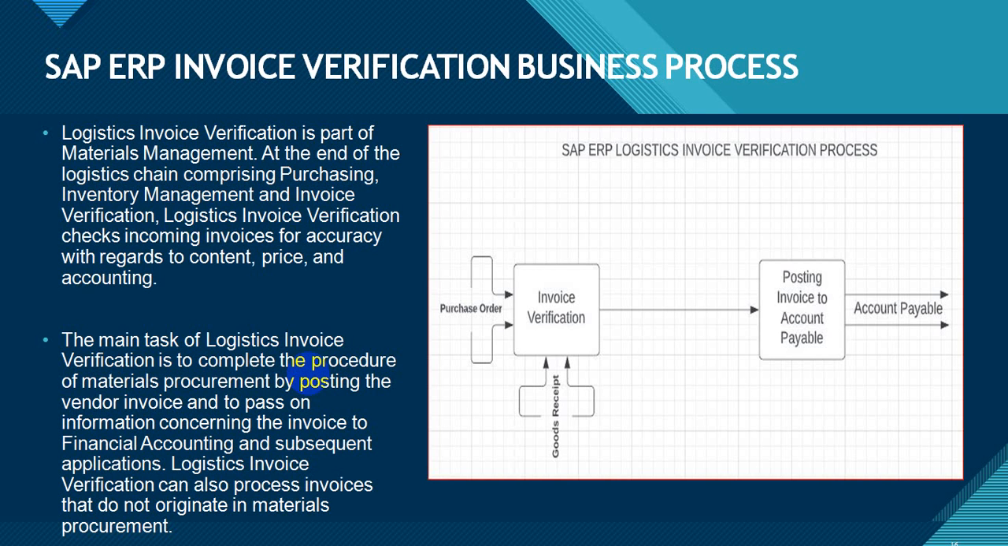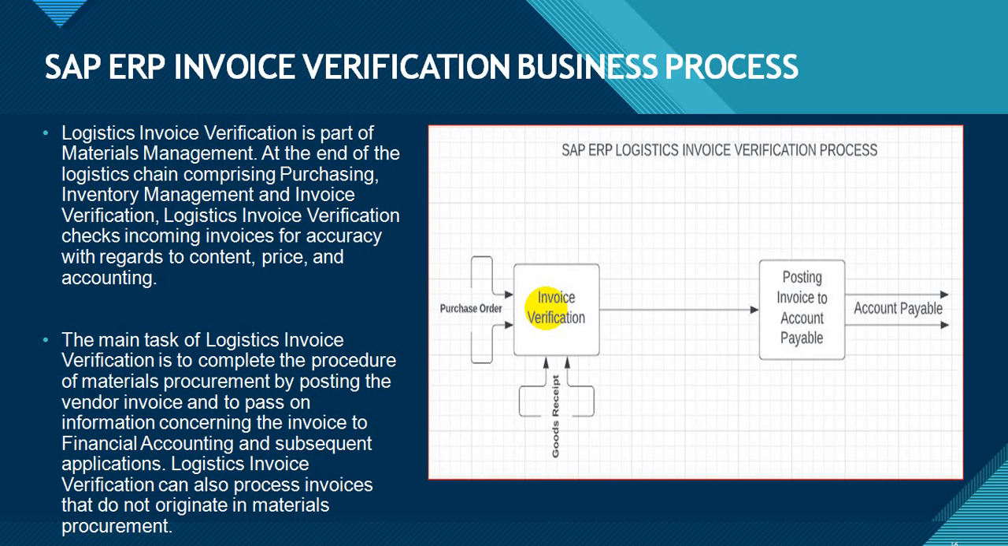Logistics invoice verification can also process invoices that do not originate in materials procurement. That means we can do it directly. Okay, so this is the flow. So you have invoice verification. When you do your invoice verification, the amount or the value of the vendor's invoice is entered into your invoice verification document, and then you call up the purchase order. So you can call up the purchase order if you are doing the purchase order based invoice verification, to match. The system will use the value of the purchase order to match the value of the invoice from the vendor that you entered into the invoice verification document.